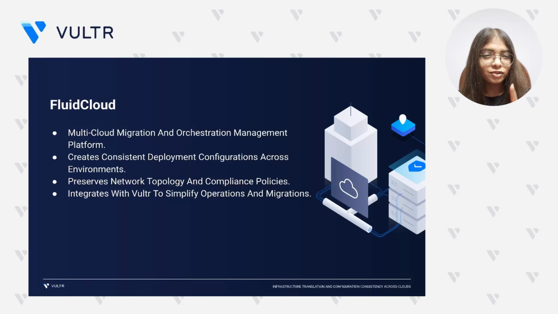Vultr has joined hands with FluidCloud to simplify multi-cloud infrastructure migration and orchestration. FluidCloud functions as a control plane, enabling you to migrate infrastructure without rewriting or re-architecting your stack. It ingests infrastructure definitions, normalizes them into a consistent model, and provisions equivalent infrastructure on Vultr. The platform maps elements like routing rules, firewall configuration, and compliance driven segmentation and then replicates them in Vultr with equivalent settings. This eliminates configuration drift that typically arises during manual provisioning.